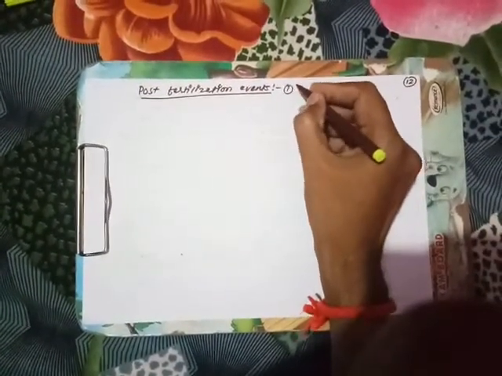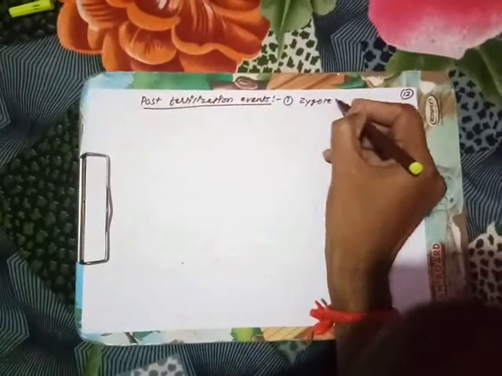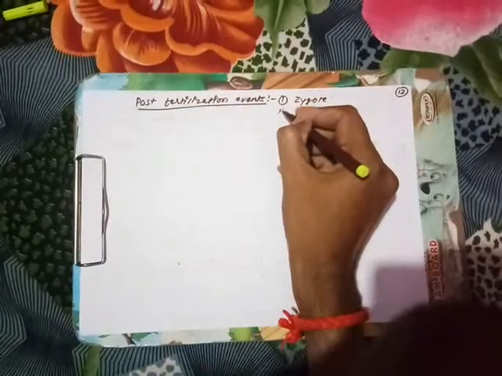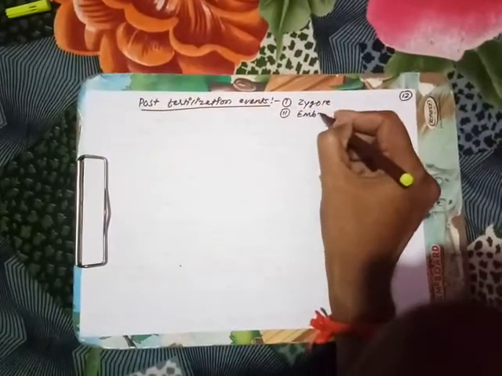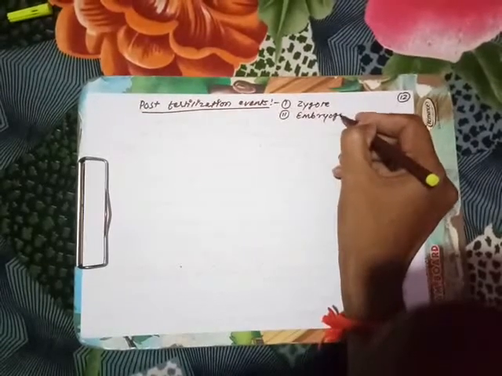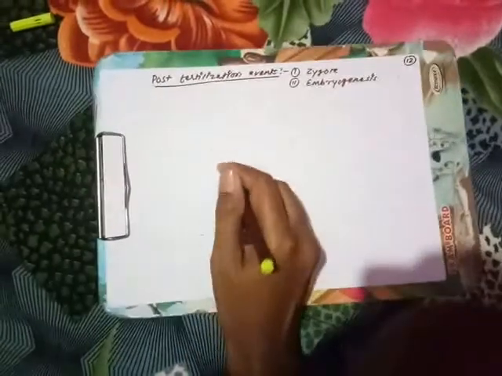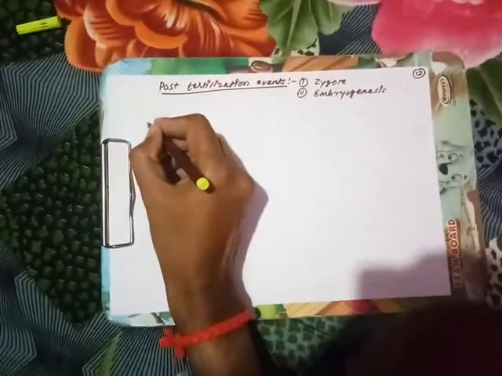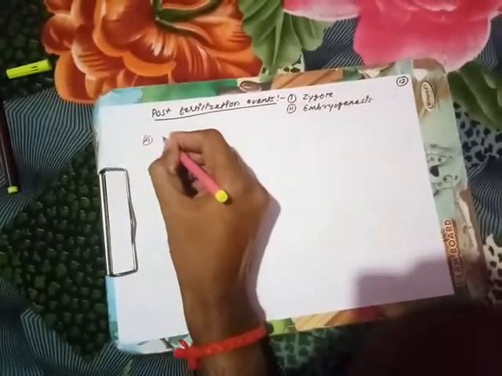Here we have to discuss two different events. One is the zygote and the second one is embryogenesis. So one by one we are just going to start. The first one we are taking is the zygote.